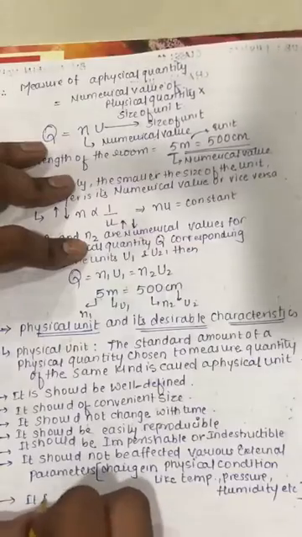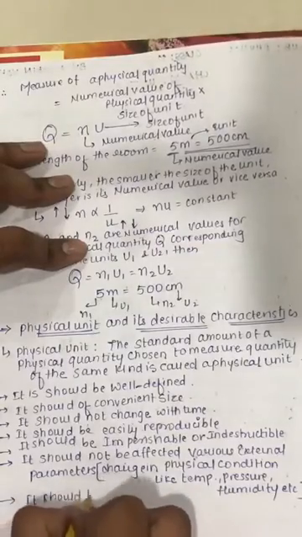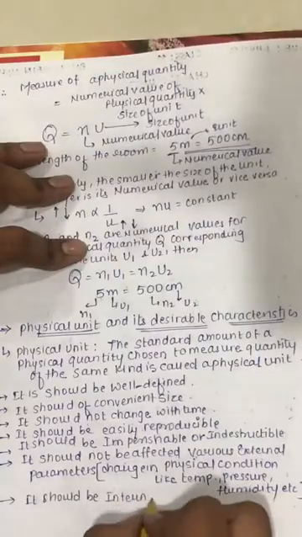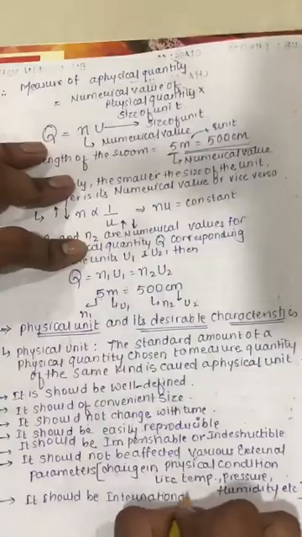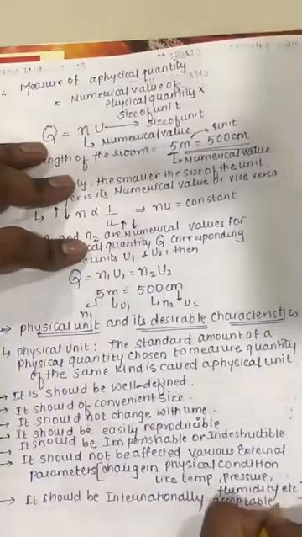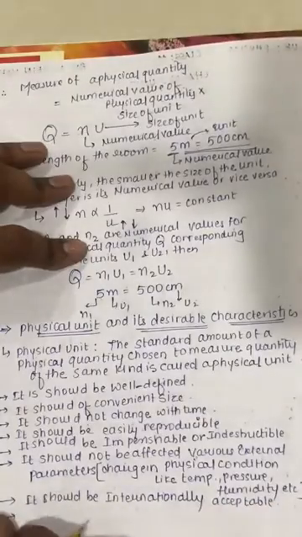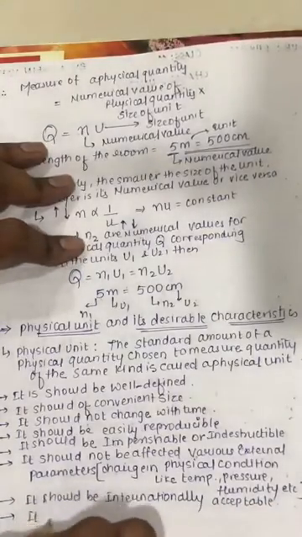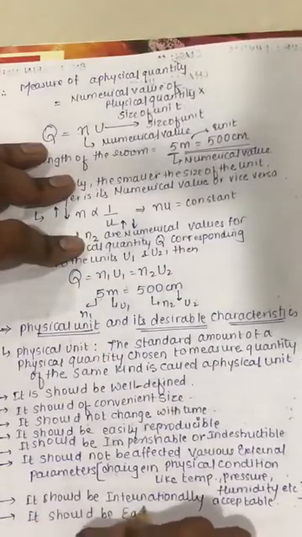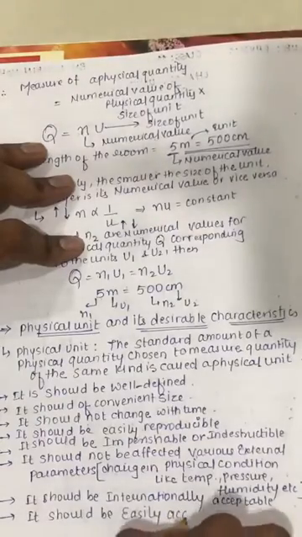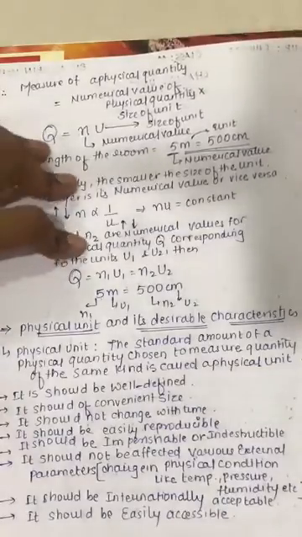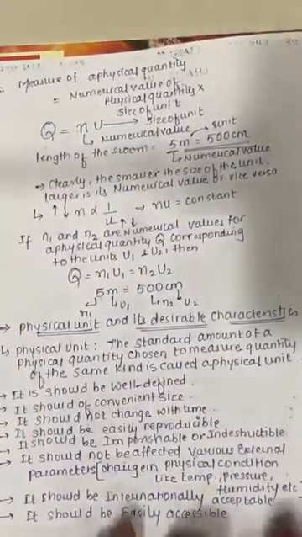The next point, it should be internationally acceptable. Yes, very important. Wherever you go, it should be one and the same. Next, it should be easily accessible. Last, it should be easily accessible. Fine. These are the important characteristics of a physical unit.